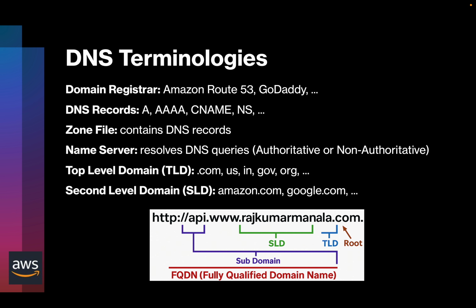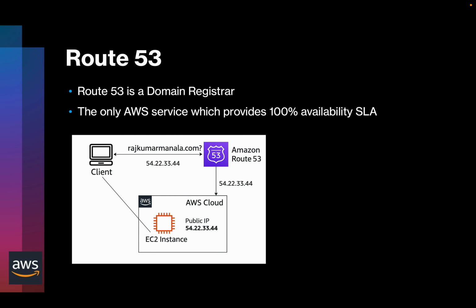Now I will go to the second topic, which is Route 53. Route 53 is a domain registrar, so it will register your domain name. As previously mentioned, DNS takes the host name and converts it into a machine IP address. So Amazon Route 53 will register a domain name like rajkumarmanala.com.